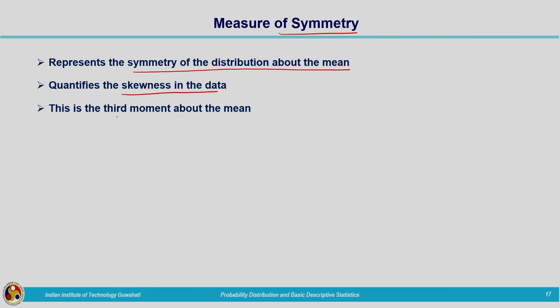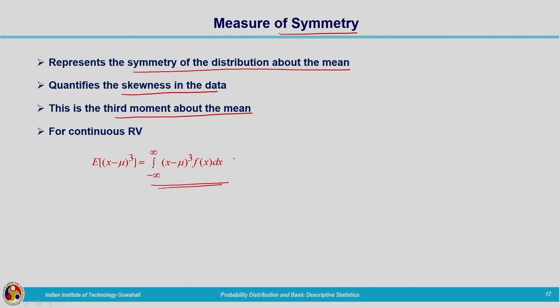So, this is nothing but the third moment about the mean. Expected value or mean was the first moment about the origin, and standard deviation or the variance was the second moment about the mean, and now we are talking about the skewness, it is the third moment about the mean. For a continuous random variable, this is the expression: E of (x minus mu) cube is equal to the integral from minus infinity to plus infinity of (x minus mu) cube f(x) dx.